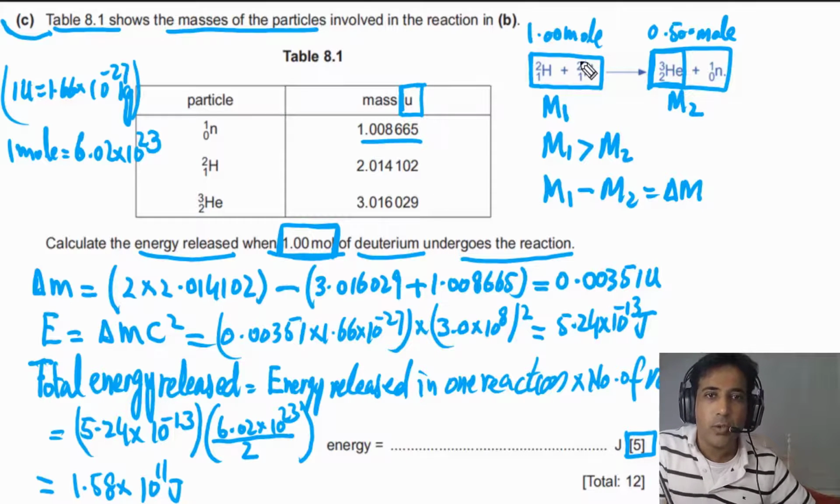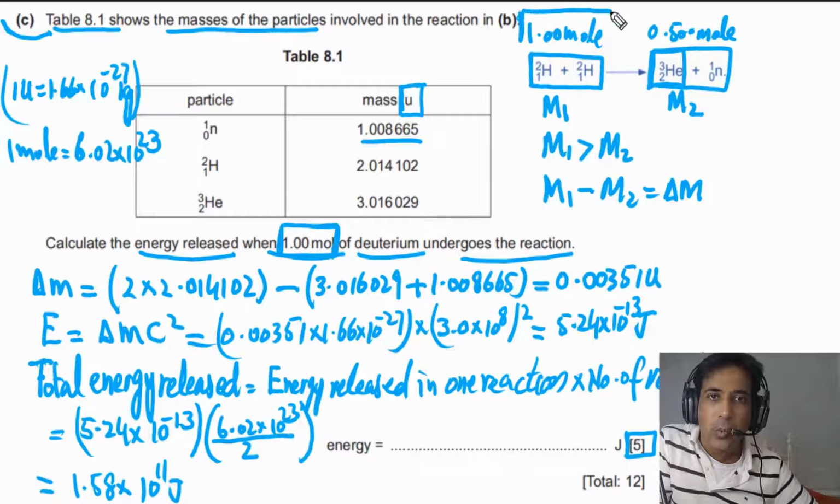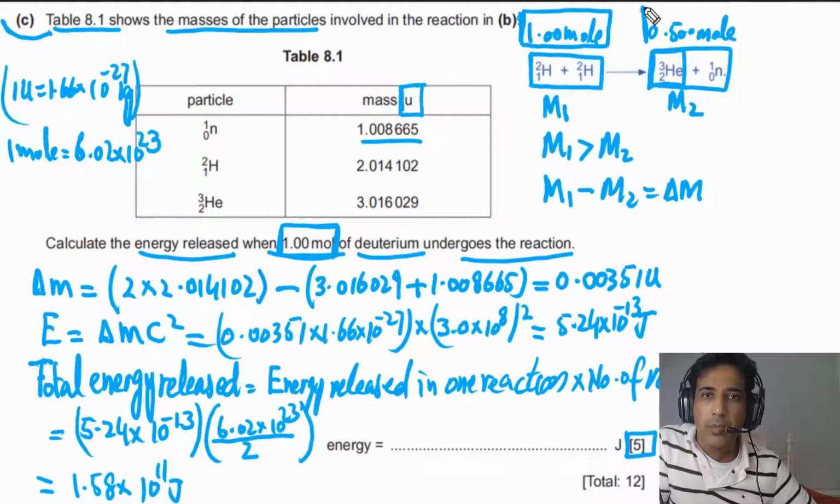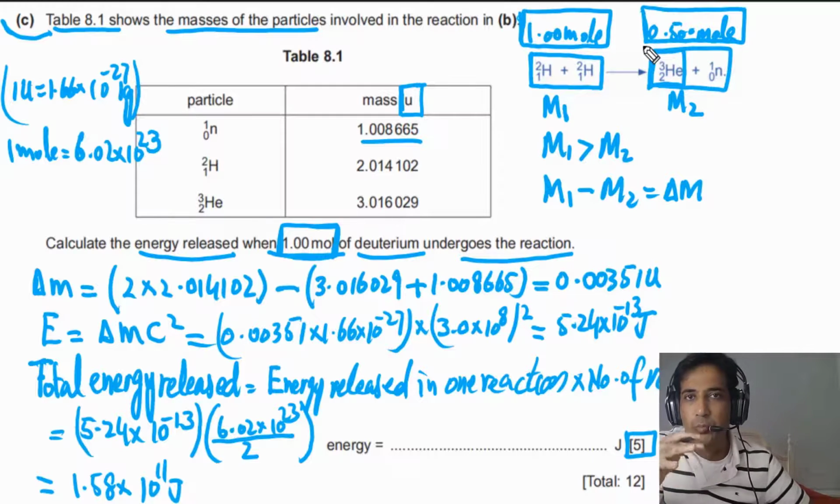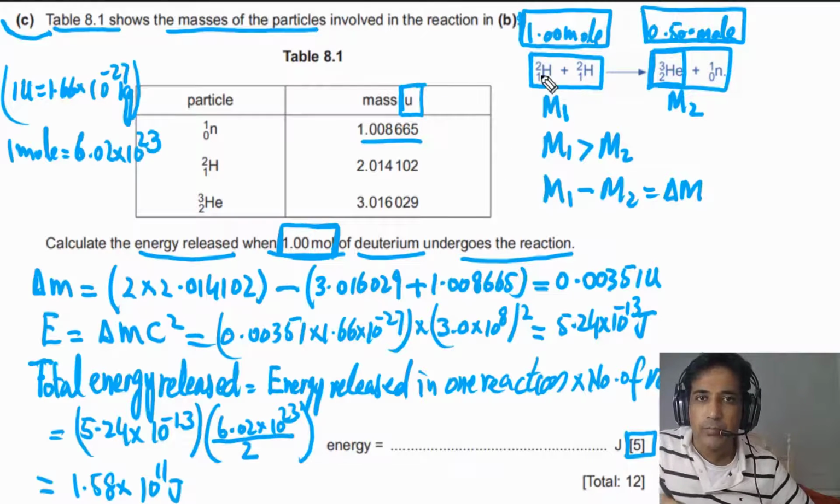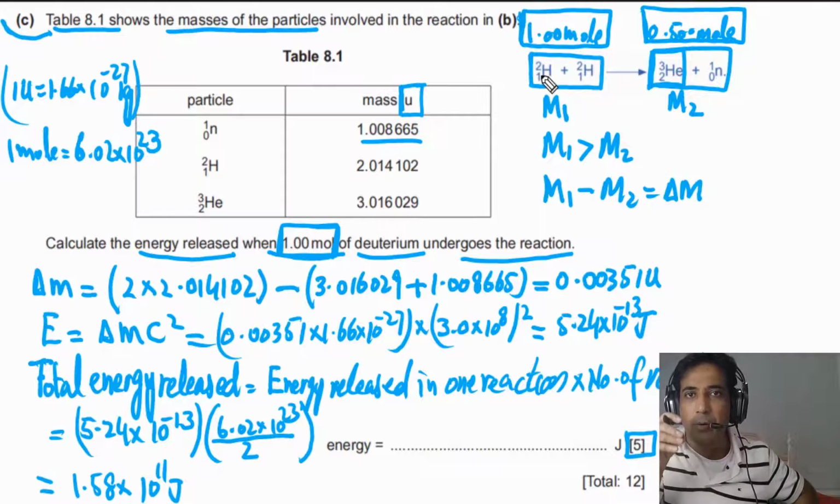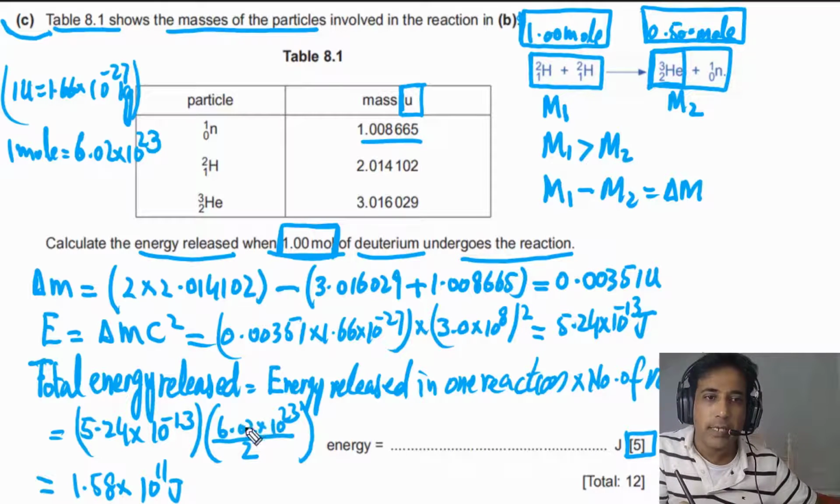In this question, the only difficult part is this one. If we have 1 mole of deuterium, how many moles of helium nucleus will we get? That will be 0.5, because 2 deuterium nuclei combine to form 1 helium nucleus. That is a little bit tricky part. So that's the reason we have divided this by 2. And this is our final answer.